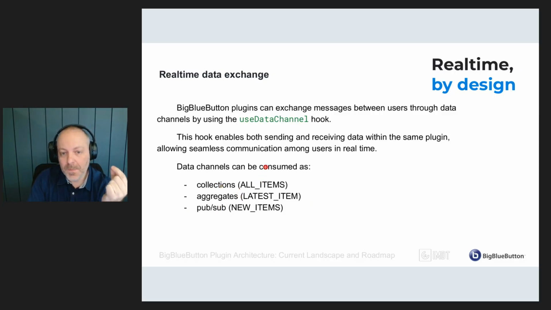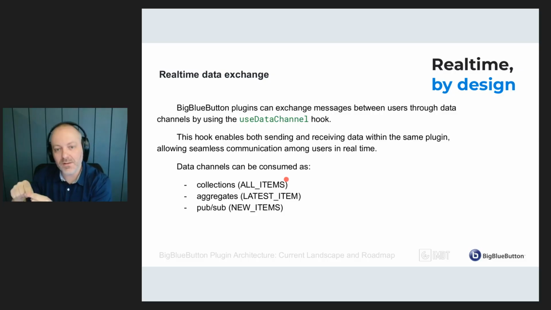Let's say you have the position of the mouse. There is no point, when someone joins the meeting, in getting all the history of the position. You want the latest item of this data channel. When you use the data channel, you will specify the way you're going to consume it. With collections, you want all the items. Let's say you have questions and answers. If someone joins the meeting later, you want them to receive everything. So this is all items.